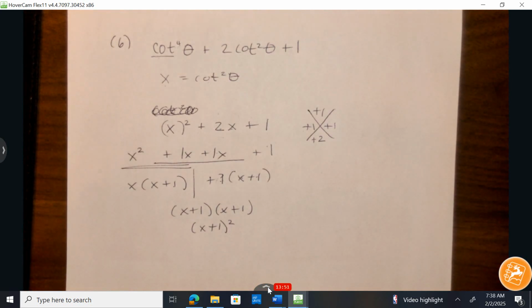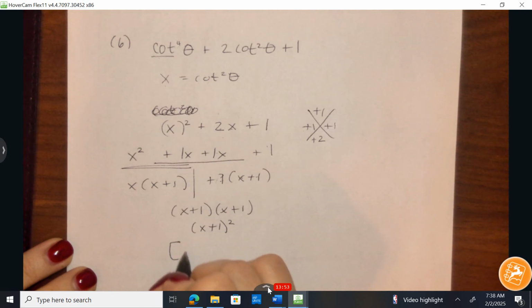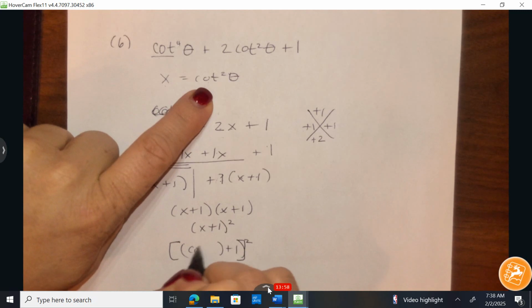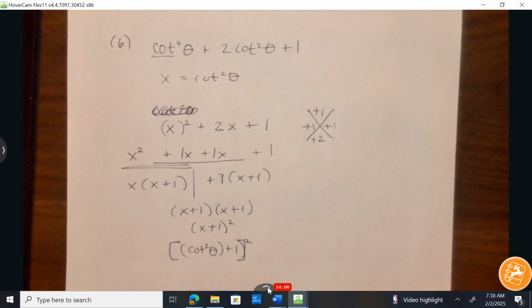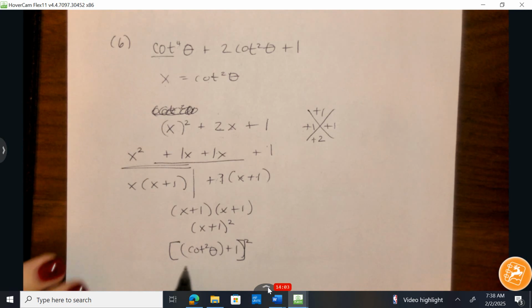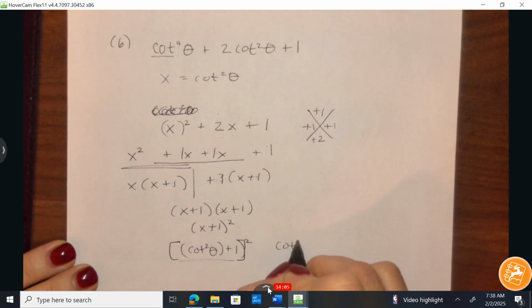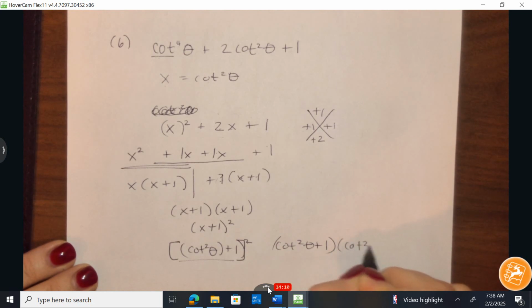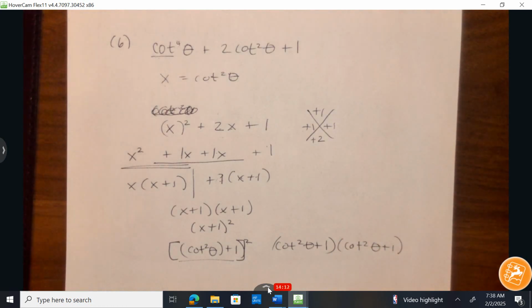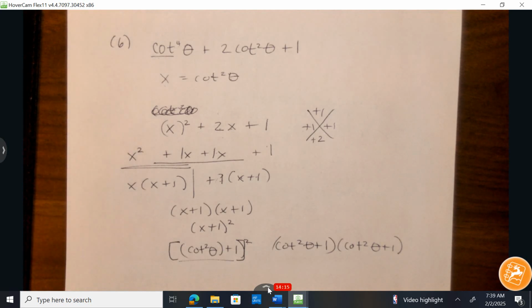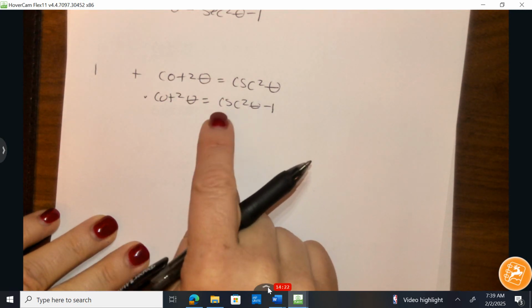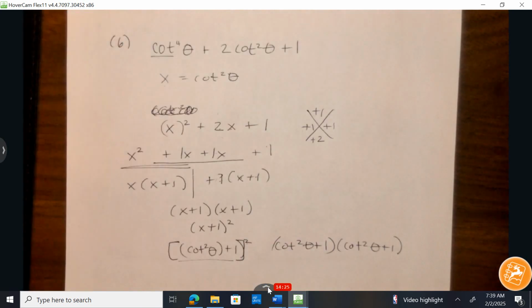Now, really, what was x? X was really cotangent squared. So I could write this as cotangent squared theta plus 1, and I'm going to write it down twice. Cotangent squared theta plus 1. What is cotangent squared theta equal to? Cotangent squared theta is equal to cosecant squared theta minus 1.